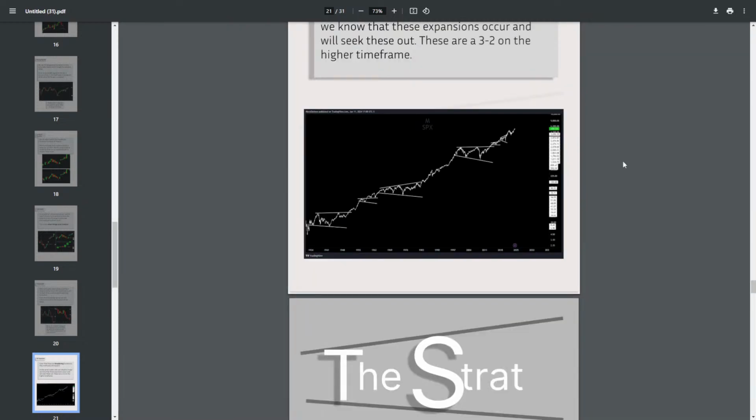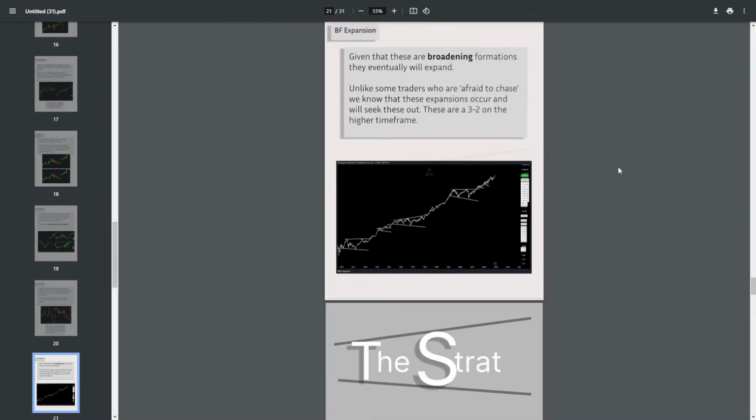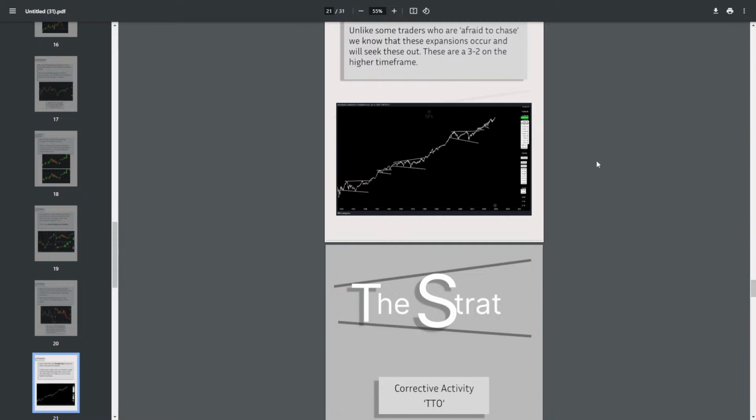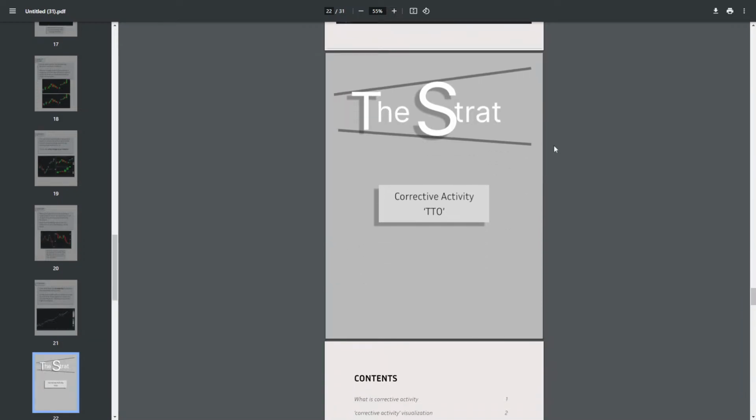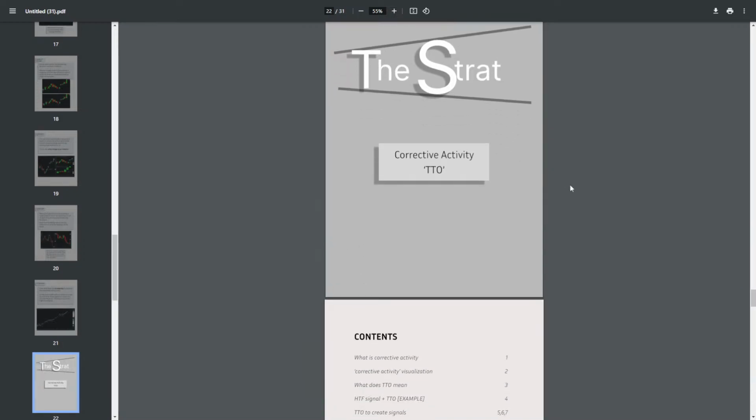And you'll see a lot more of this as we get into combining signals. That's going to be in tomorrow's lesson. But the last thing here is talking about the TTO, or the triangle layout, and corrective activity.